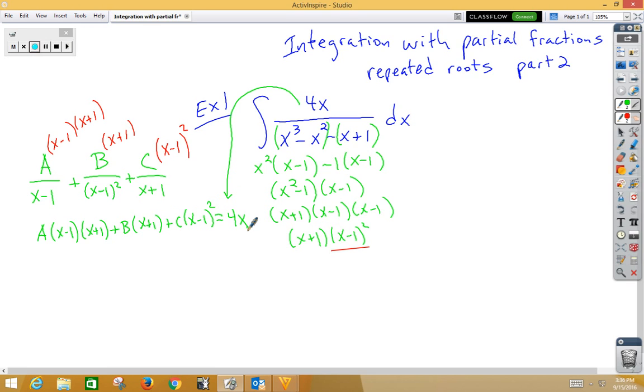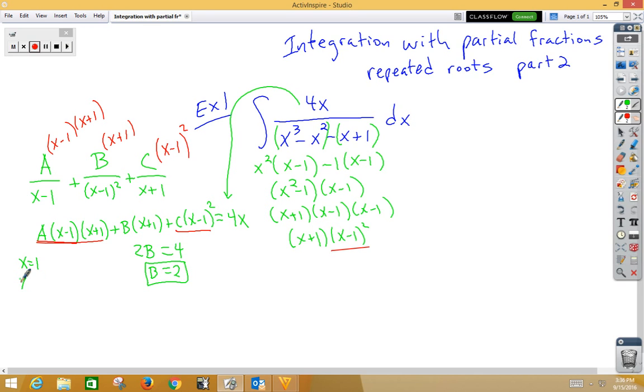Let's pick some convenient x values to get some zeros. So looks to me like x is 1 would get us a 0 here. So if I plug in a 1, I get a 0 first term. My second term is 2B. My third term becomes a 0. And my other side becomes 4. So B is 2. That worked well.